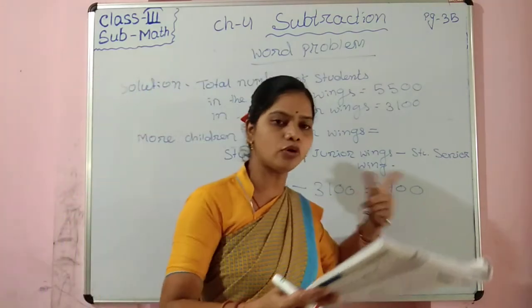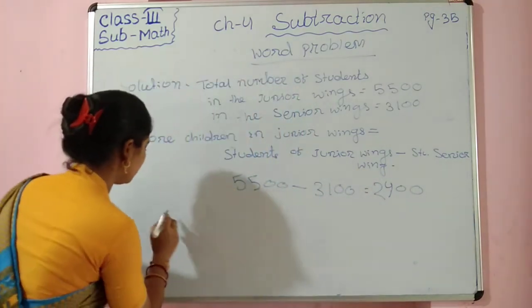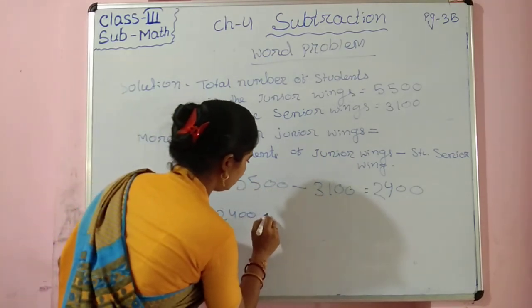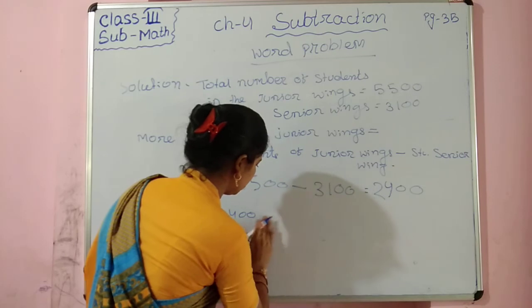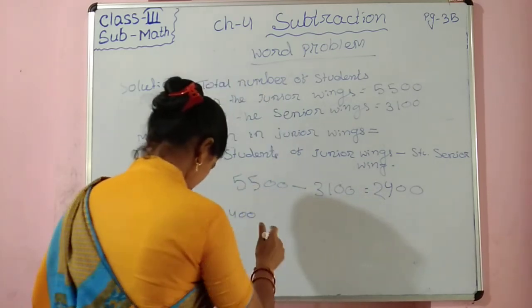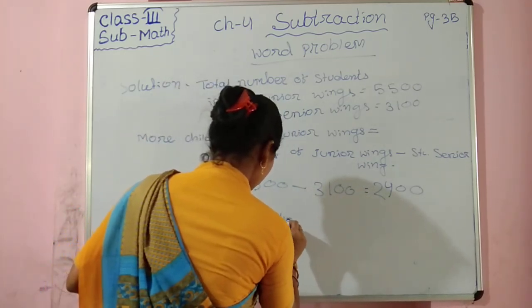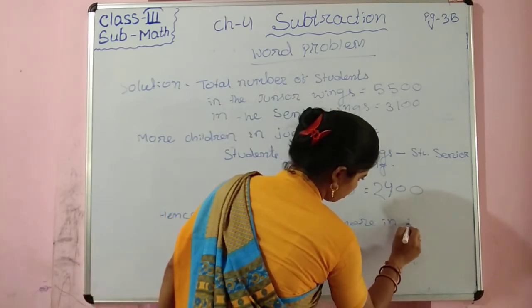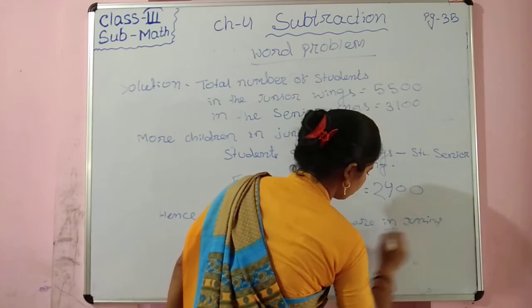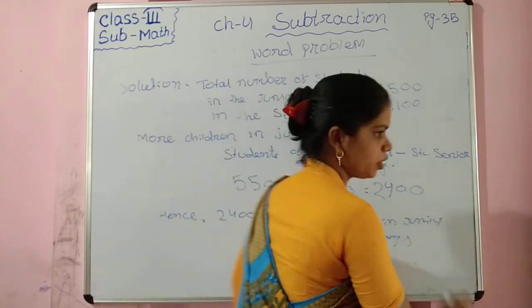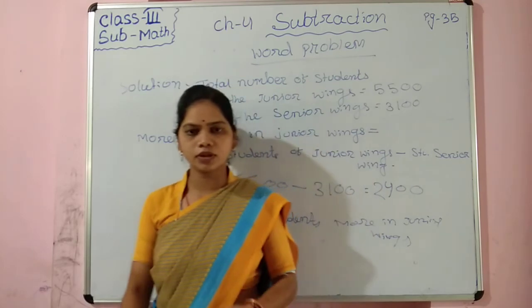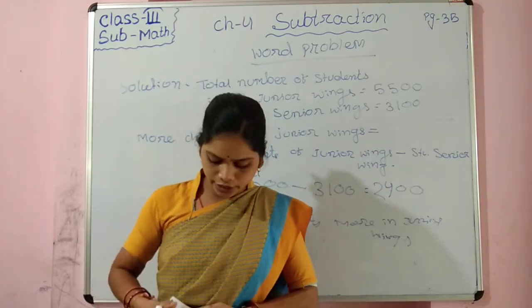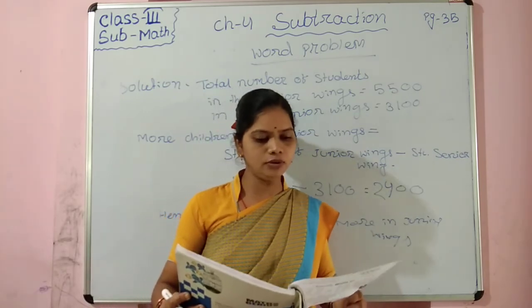2,400 students are more in the junior wing. This is how you have to write it: hence 2,400 children are more in the junior wing. All of you understood? In this way you have to complete exercise 4.4 in your copy.